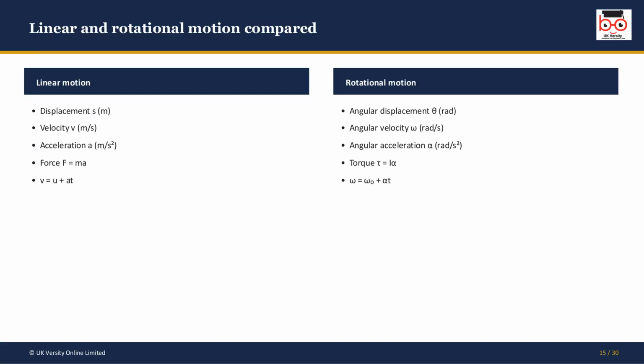It's really helpful to see linear and rotational motion side by side because they mirror each other beautifully. Where linear motion has displacement, velocity, and acceleration, rotation has angular displacement, angular velocity, and angular acceleration. Where linear motion uses force equals mass times acceleration, rotation uses torque equals moment of inertia times angular acceleration. And the first SUVAT equation, v equals u plus at, has an exact twin: omega equals the starting omega plus alpha times t. Learn one column and you very nearly know the other.